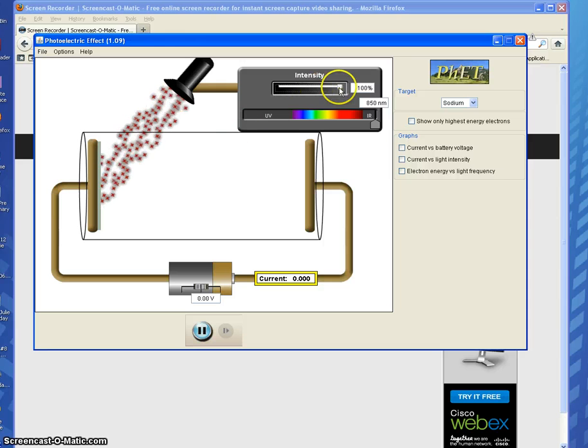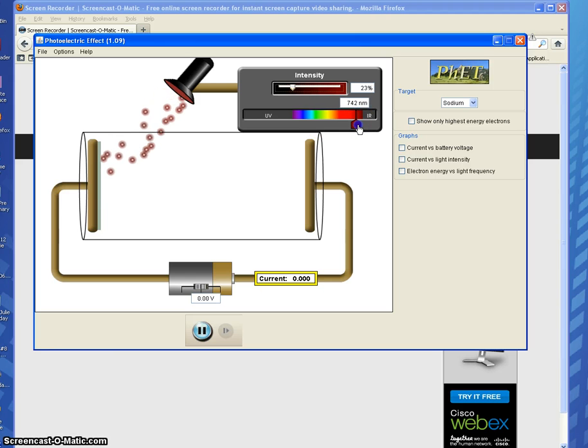So what I can do is bring the intensity down a little bit, and then I'm going to increase the energy of the light. So I'm going to go from the infrared into the red. So now these are red light, which are more energetic, but still not energetic enough to release those electrons. I haven't yet reached the work function of that surface.